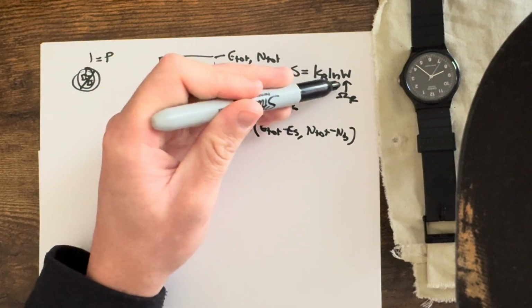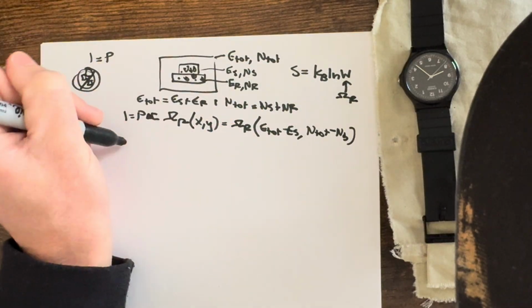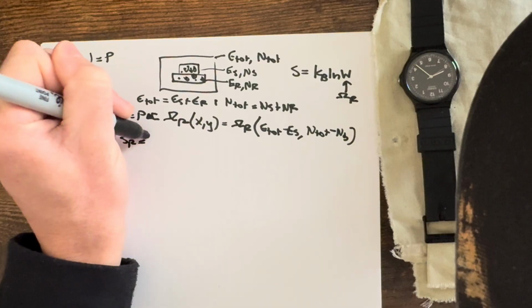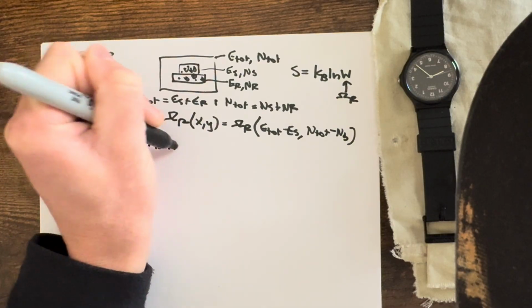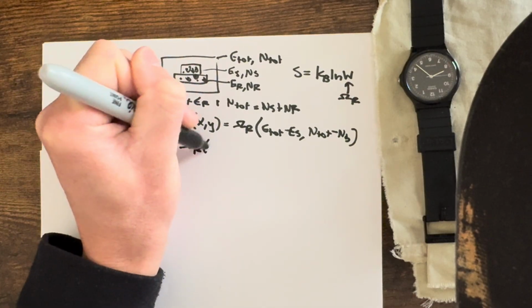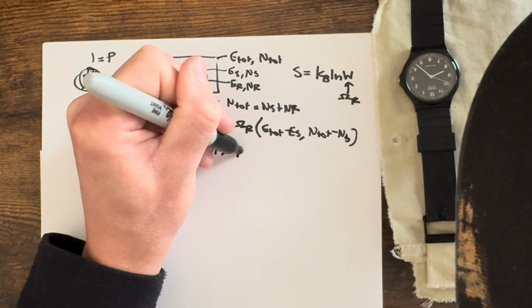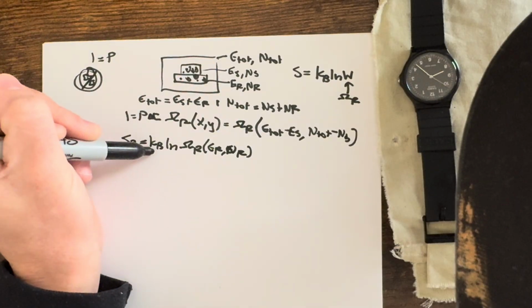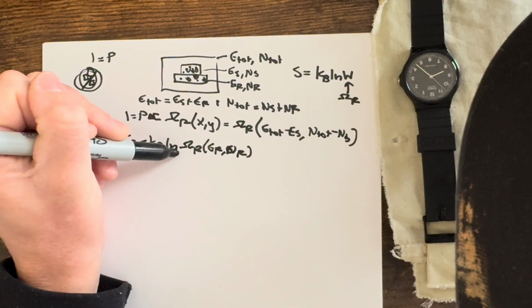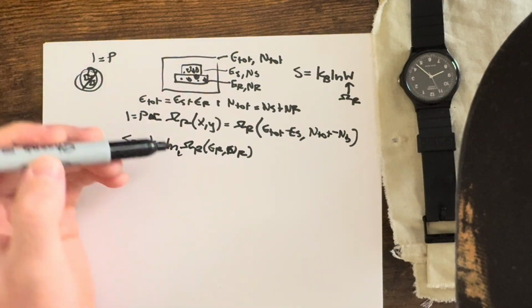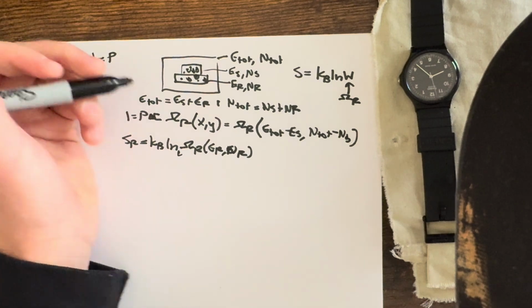So now we'll plug this into this equation and rearrange for S. So SR, that's right there, R. And we'll divide by KB and use e raised to both sides.